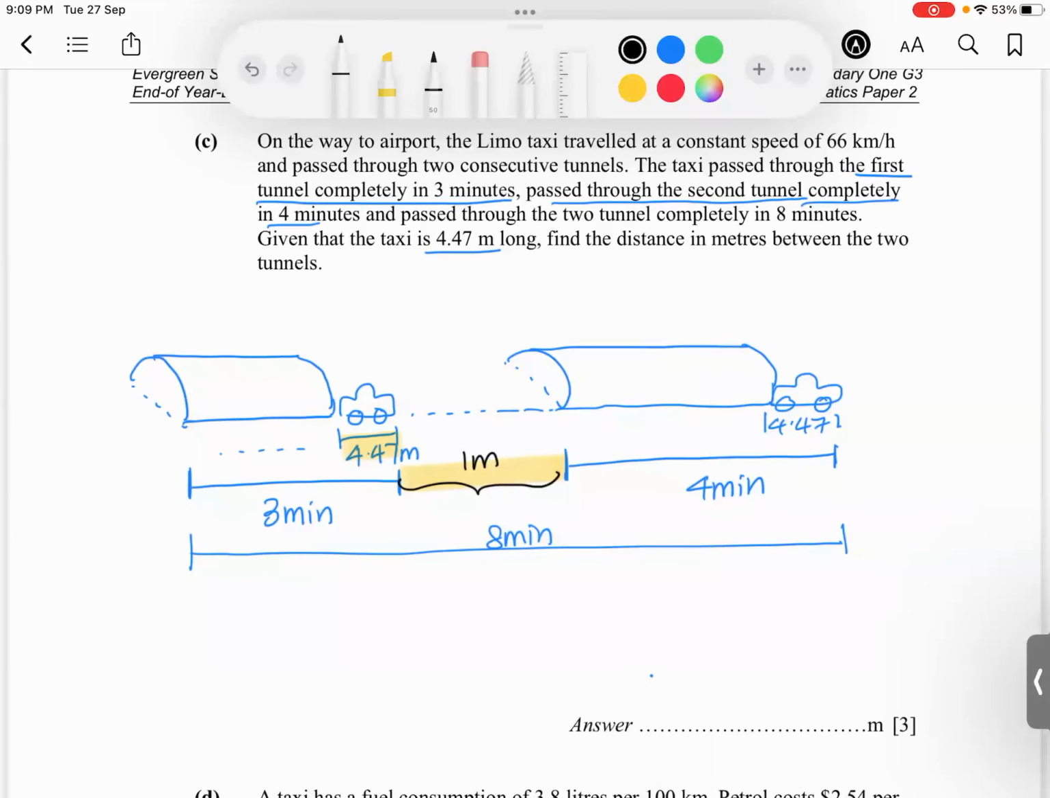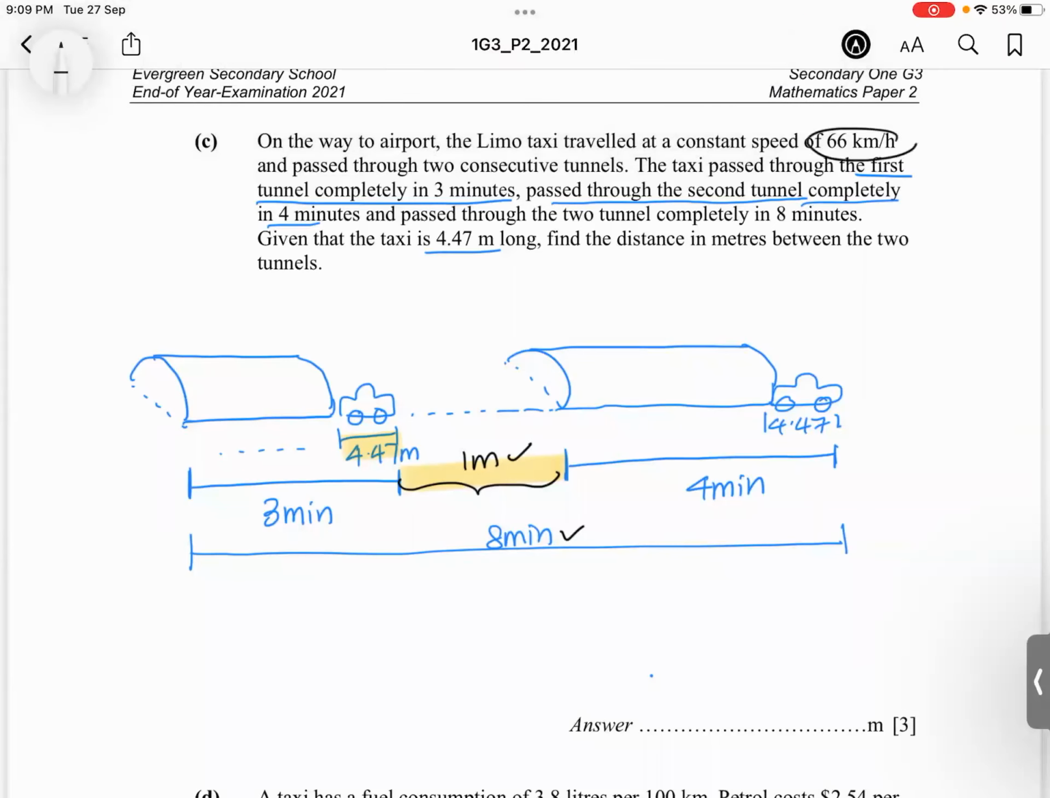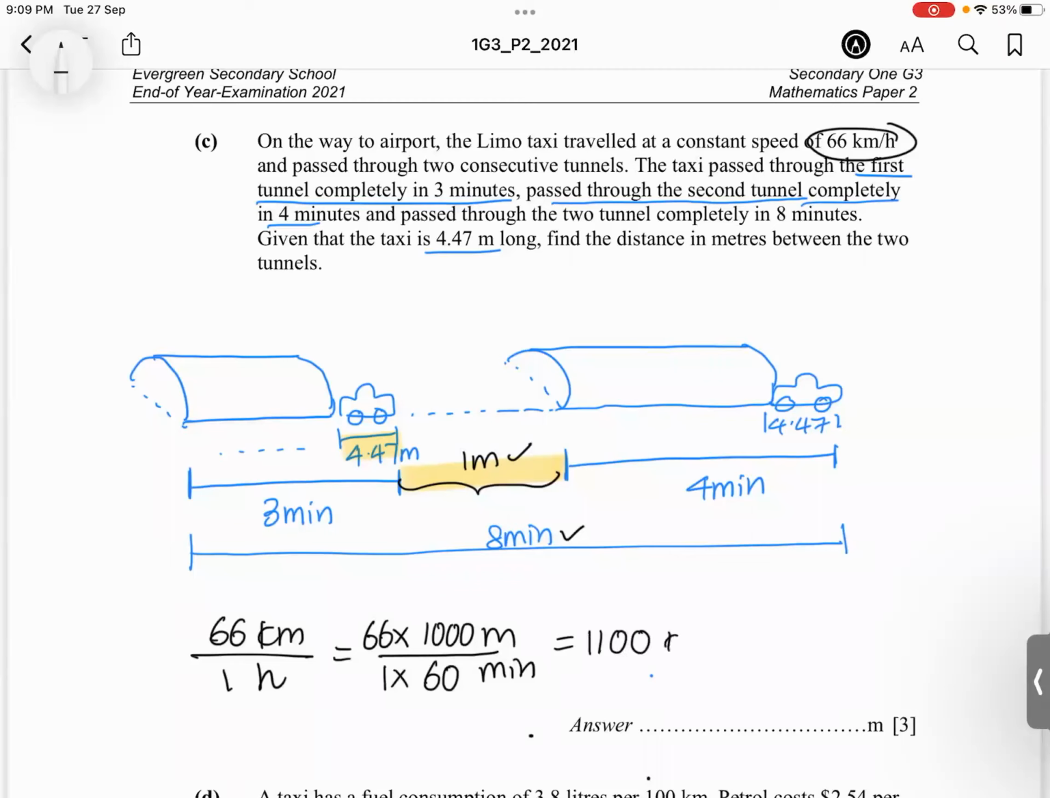Okay, so in this case, what do I need to do? I need to find it in meters per minute. What is the speed that they gave me? They gave me kilometers per hour. I want to change it to meters per minute. So this will be 66 times 1,000, because 1 kilometer is 1,000 meters. 1 hour is how many minutes? 60 minutes. So 66,000 divided by 60 gives me 1,100 meters per minute. Correct?